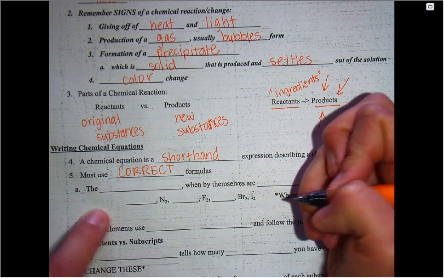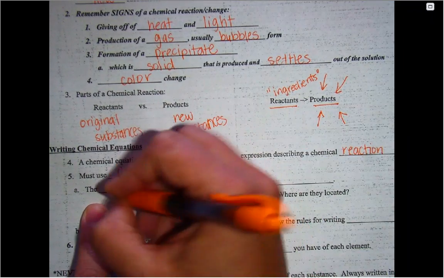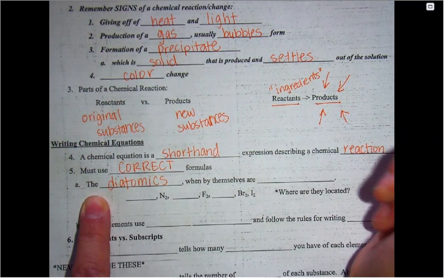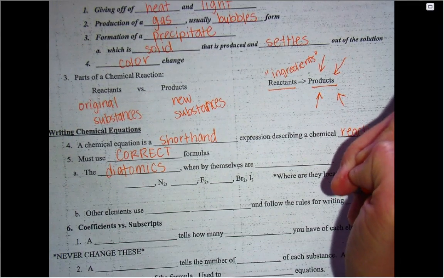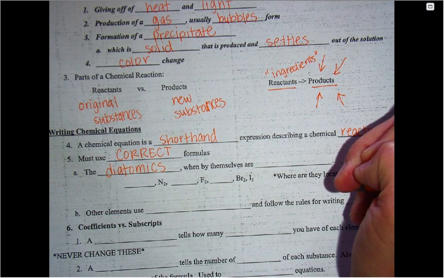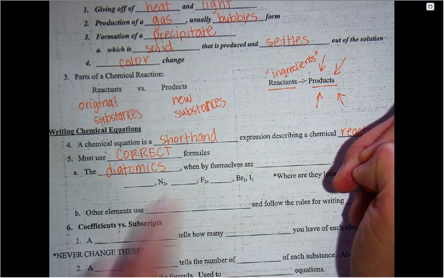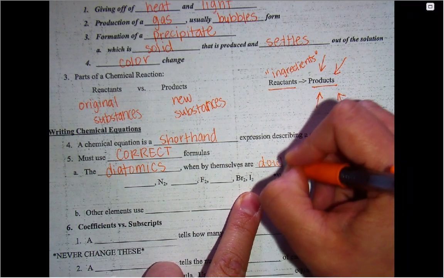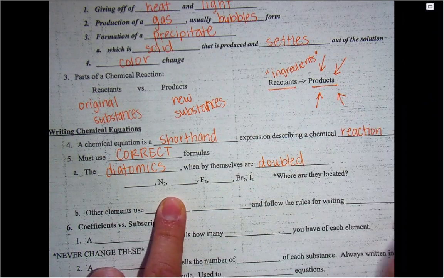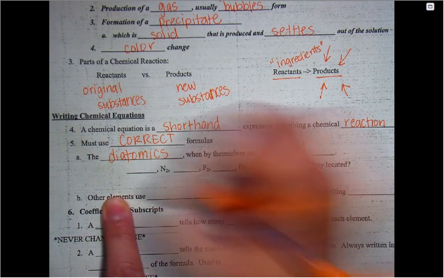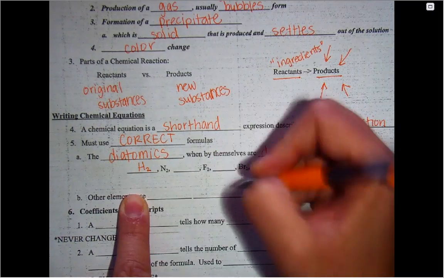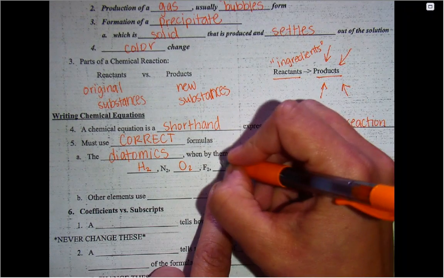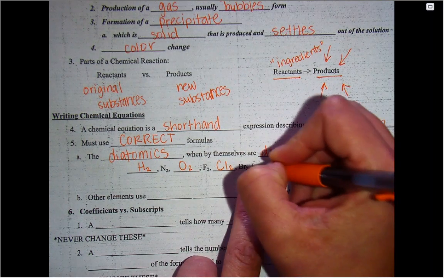So a couple tips about that. The diatomics. You guys aren't super familiar with that one yet, so now it's official, you've got to know it, okay? That's that green poster above the fume hood over here. That's our diatomic 7, okay? When these guys are by themselves, they have to be doubled, meaning they have to have a subscript of a little 2. So that would be hydrogen, nitrogen, oxygen, fluorine, chlorine, bromine, and iodine.